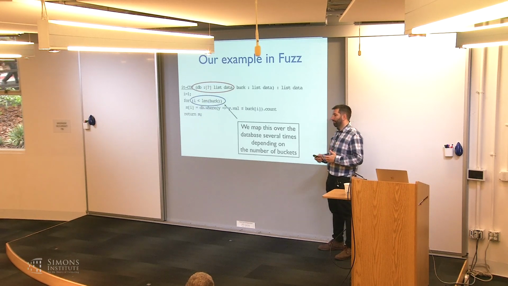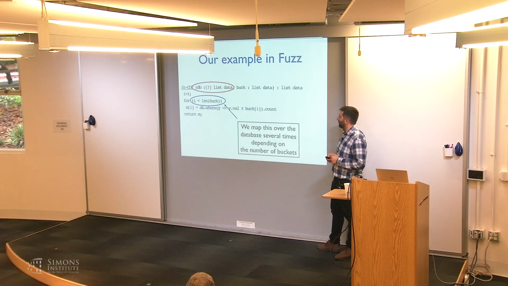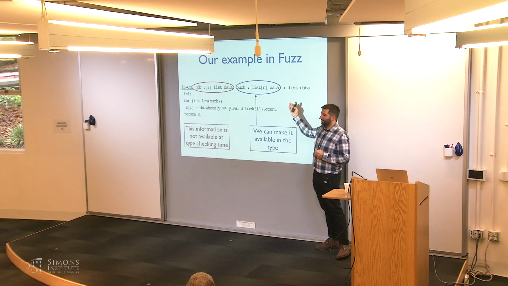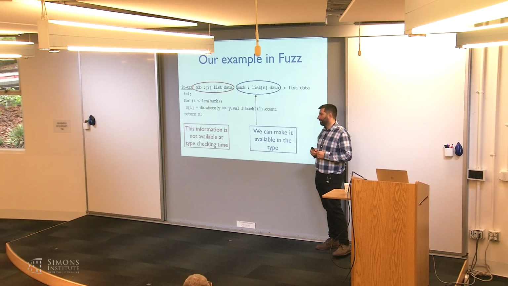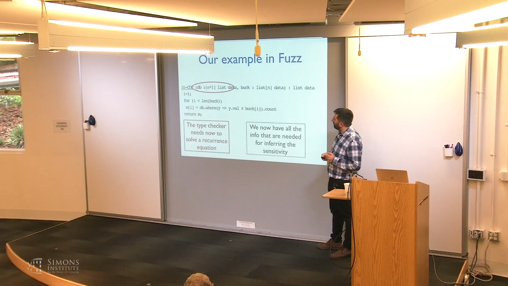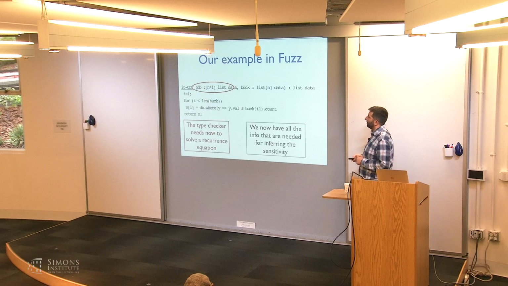Since we are mapping it over the buckets, and we have multiple buckets, now we need to think about this compositionally, and we need to provide the type checker with a bit of information, because the type checker is not able to detect this directly. We need to provide the length of the data to the type checker, because this is statically determined. And so now we can compute the overall sensitivity by solving a recurrence equation that tells us it is n.